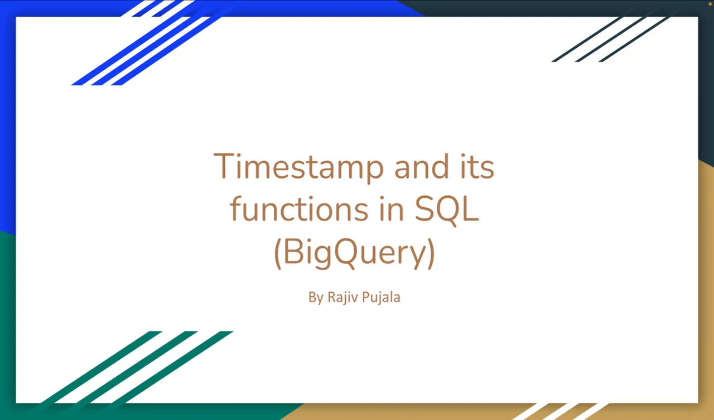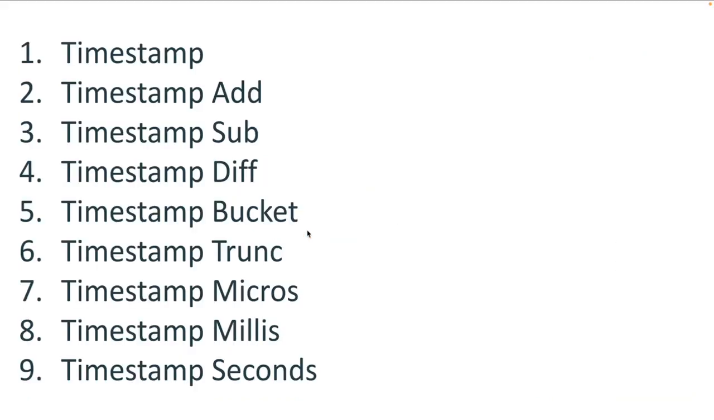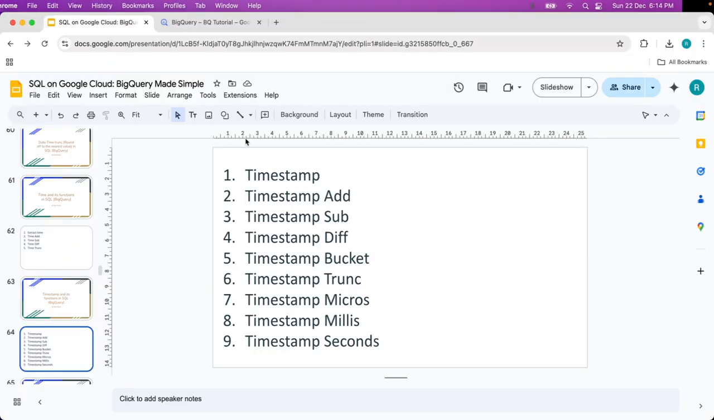Too much theory, right? Let's quickly look at what exactly I'm going to cover in this video. We'll see what a timestamp is, how to add the values, how to separate the values, how to find the differences, and what a bucket is. This is an interesting one. And the trunc we have already seen. Basically, it is nothing but the rounding of the value. So how to convert the time into micros, millis or seconds. Let's go ahead and see.